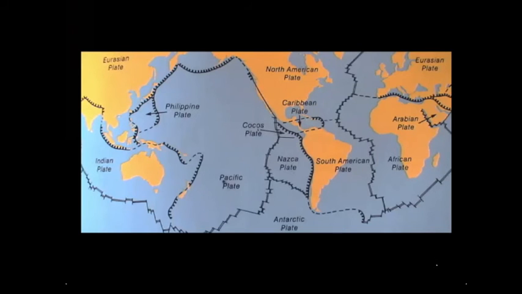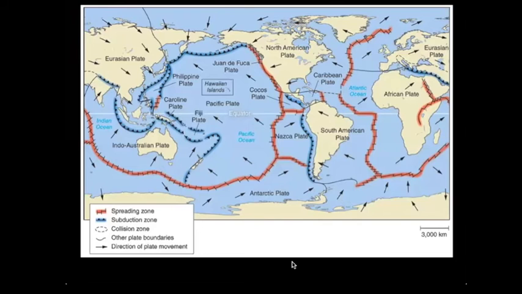So we can plot all this out and make the map more complicated. And here you see, once again, the jagged areas are in red. They are diverging or moving apart. You can see in the key, we call that a spreading zone.